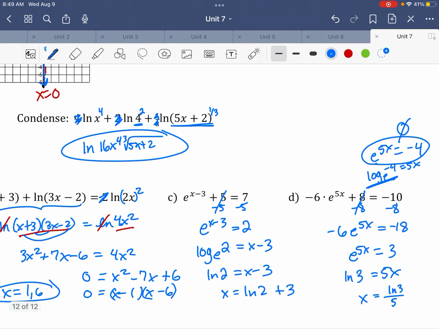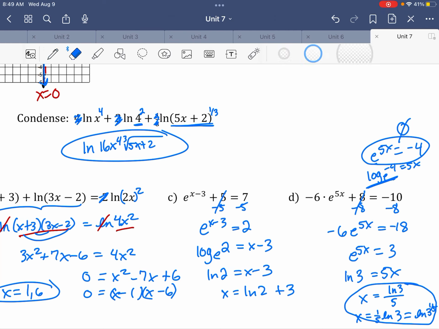Or if you want to be a little bit tricky here, remember that's 1/5 ln 3, right? If I write it a little bit differently, you could write ln of 3 to the 1/5. You could write it like that. Or if you need a decimal, just go to your calculator. But any one of these three answers is basically saying the same thing. And there you have it.